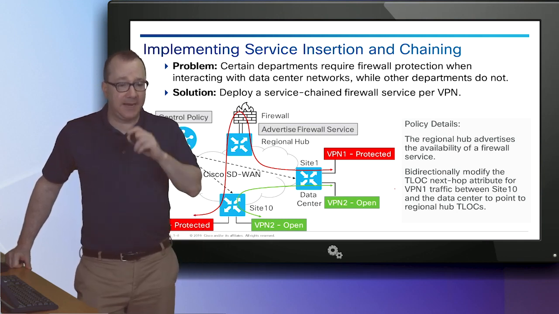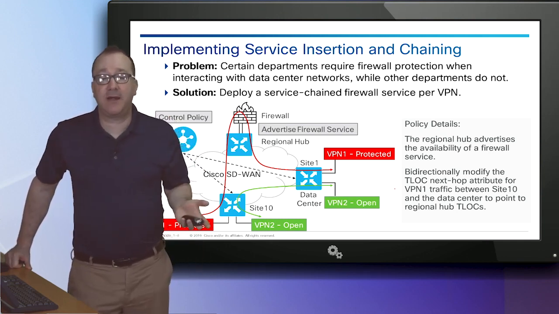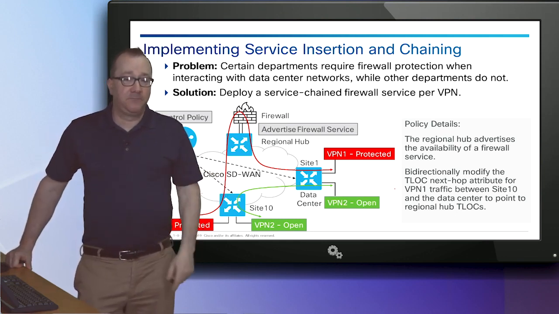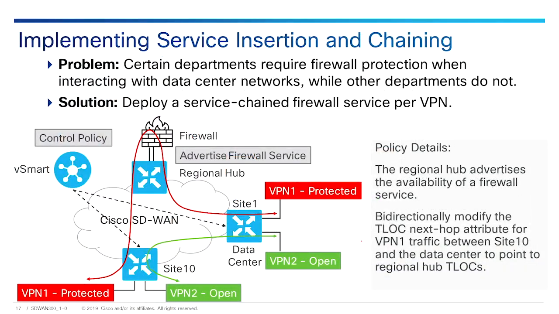A typical problem in many enterprise networks is that some traffic should be routed through a control point, such as a firewall, and other traffic not. In this example, VPN1 traffic should be routed through the firewall, whereas VPN2 traffic should flow directly. Note that these are separate service VPNs. So we've got VPN1, which is going to be protected. VPN2 is open. Okay? So remember, we want to route VPN1, the protected VPN, that communication between these 2 VPNs, we want to route that through the firewall, is the goal here.